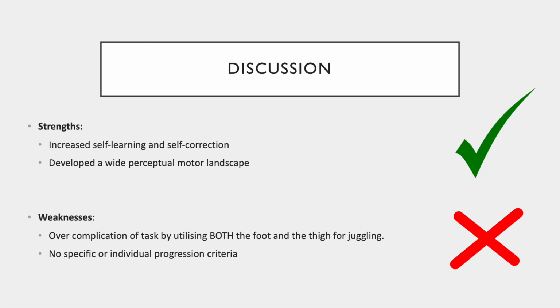However, one limitation of the program was the task of juggling that included both the foot and the thigh. By including both components of the leg, it may have affected the ability of the learner to improve the skill due to the different body parts used. Therefore, by using either the foot or the thigh throughout the entire program rather than both, it would have allowed for more practice hours to occur on the one body segment and may have enhanced the skill.